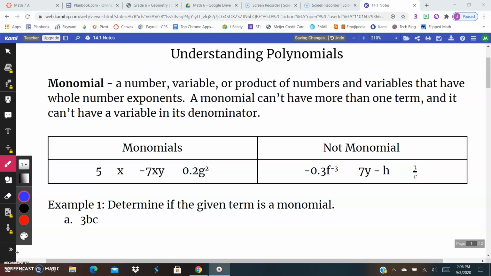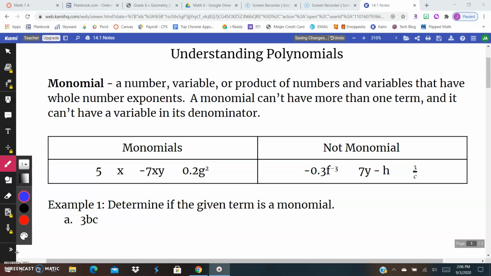is a monomial. A monomial is either a number, a variable, or a product of numbers and variables that have whole number exponents. A monomial can't have more than one term, and it can't have a variable in its denominator.